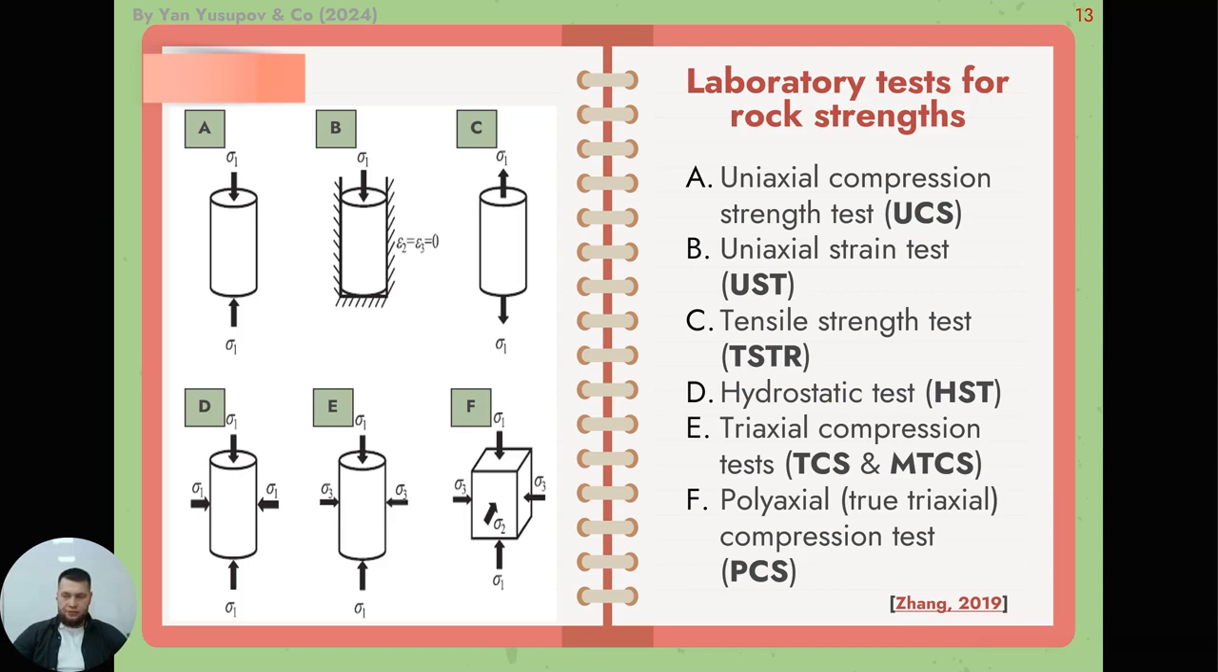Lastly, this is the polyaxial or true triaxial compressive test. In this test, 3 independent and mutually perpendicular stresses, S1, S2 and S3, load the faces of a rectangular prismatic specimen.